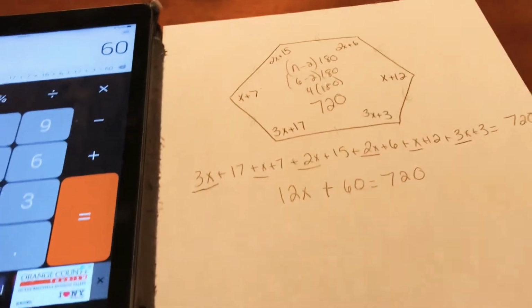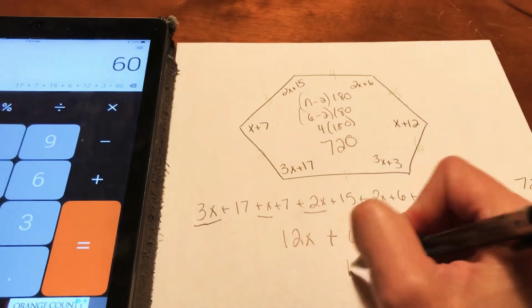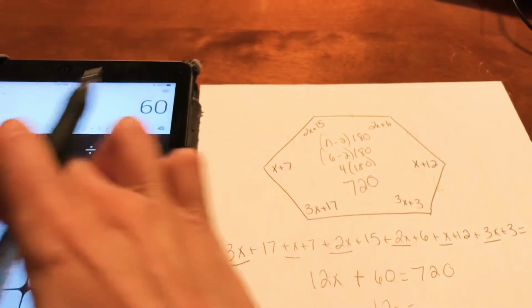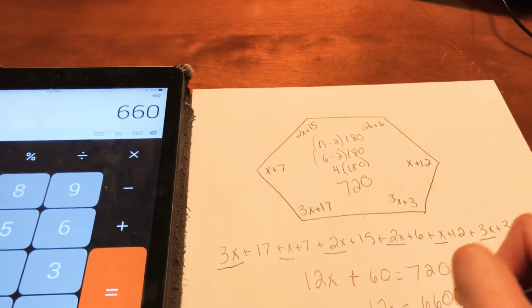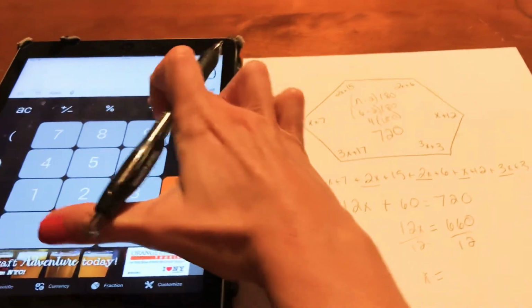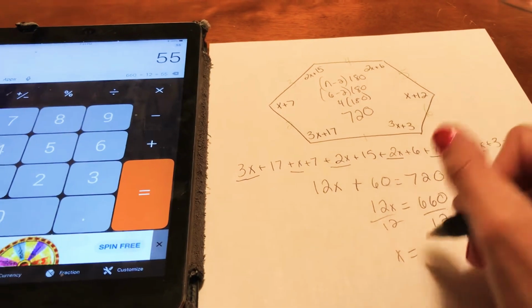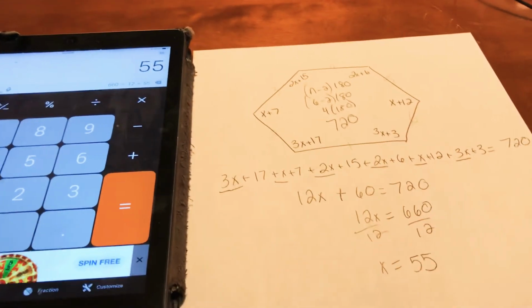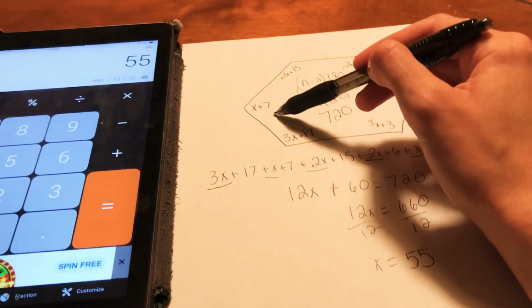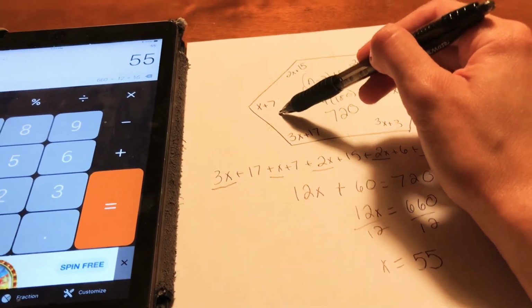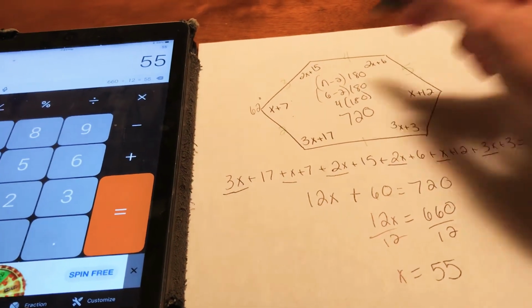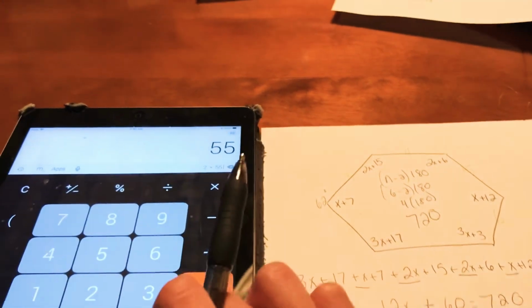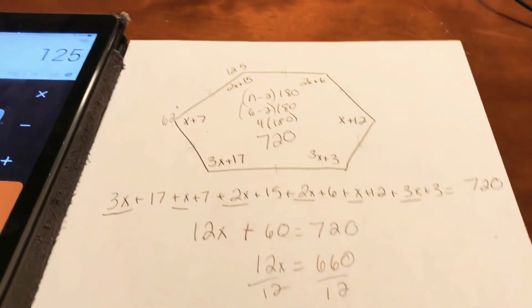So I collected my like terms, I kept all the x's together, and then I kept the numbers together. Subtract 60 on both sides. So 720 minus 60 leaves us with 660. Divide both sides by 12. And when you do that, you get x is equal to 55. If I wanted to, I could plug back in, and that'll give me the angle measure. So 55 plus 7 would be 62, so this angle here would be 62. Up here, you'd have 2 times 55 plus 15, which means that this angle here would be 125.